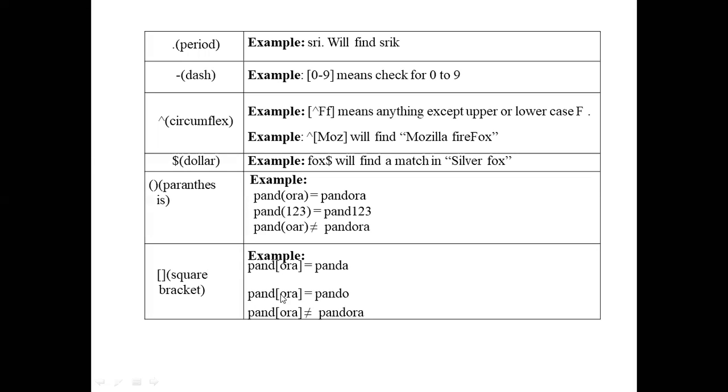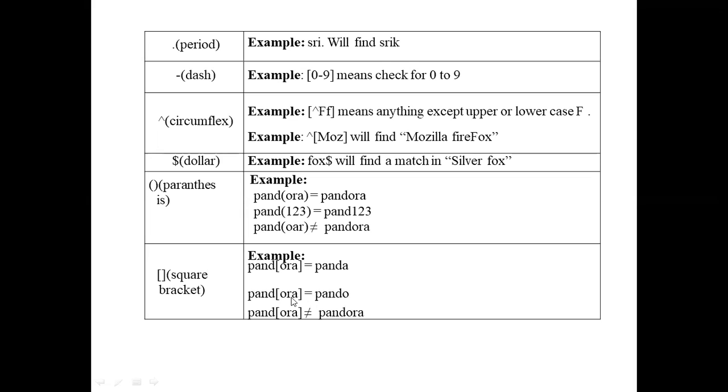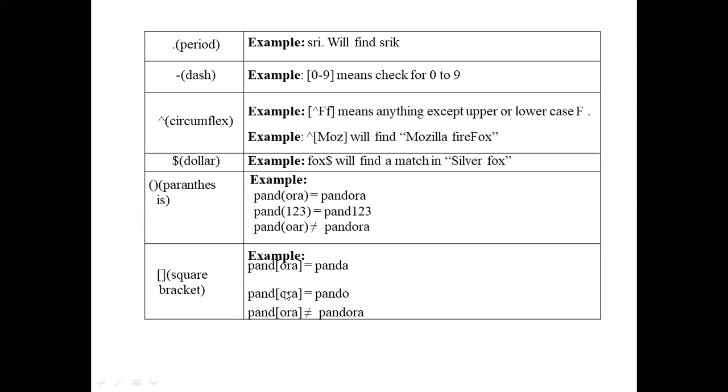Okay, next, pond[ORA] matches pondo, that is here. It matches at least one of the characters in this string ORA. So pond[ORA] matches pondo, which means it matches the O in ORA. Here pond[ORA] is not equal to Pandora in the case of square brackets.